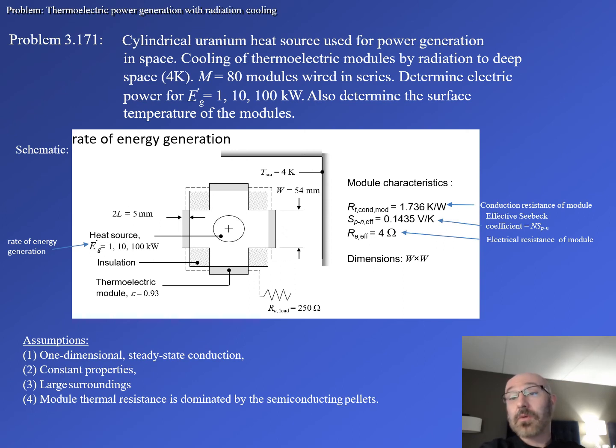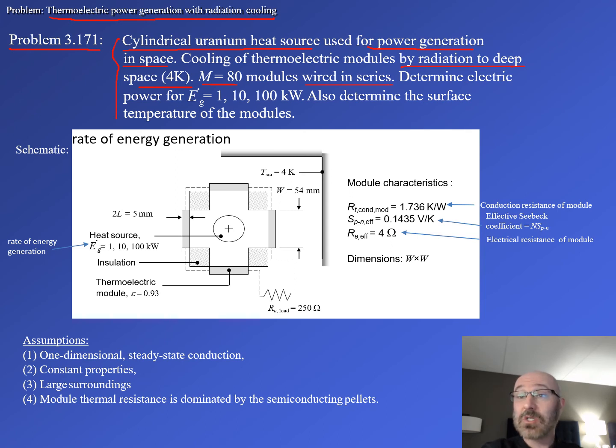So now that we've had the opportunity to read through the lengthy word problem, what we want to do now is simplify it down a little bit and create a concise word problem. So this goes back to problem 3.171 in our textbook. This problem involved thermoelectric power generation with radiation cooling. Within this problem, we simplify down the wording. We see we have a cylindrical uranium heat source used for power generation in space. Now the cooling of the thermoelectric modules is by radiation to deep space, so we have that 4K, and M is equal to 80 modules that are going to be wired in series.